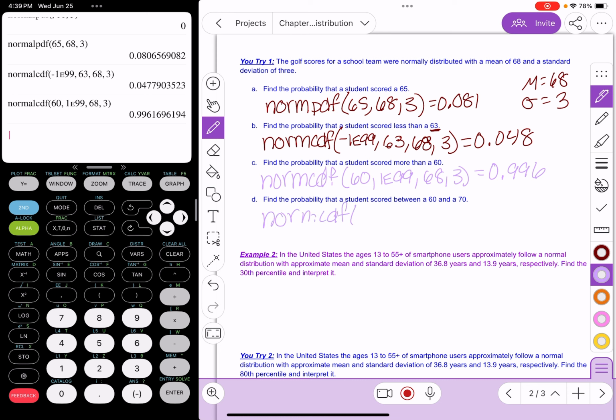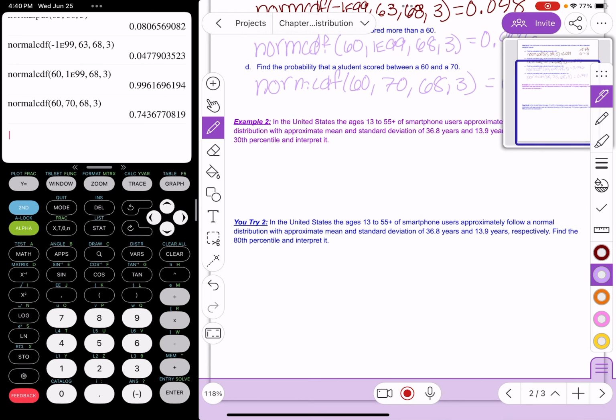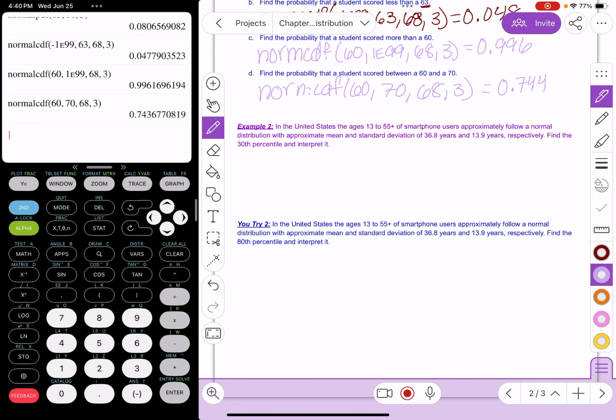those are just my lower and upper. So 60, 70, and then 68 and 3. We get 0.744. So that's how you use the norm CDF and norm PDF. Let's look at going the other way if you're given a percent.